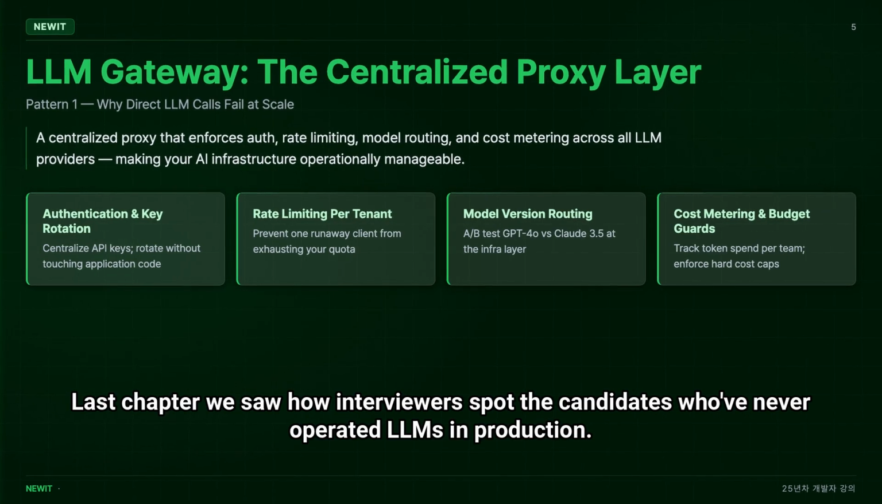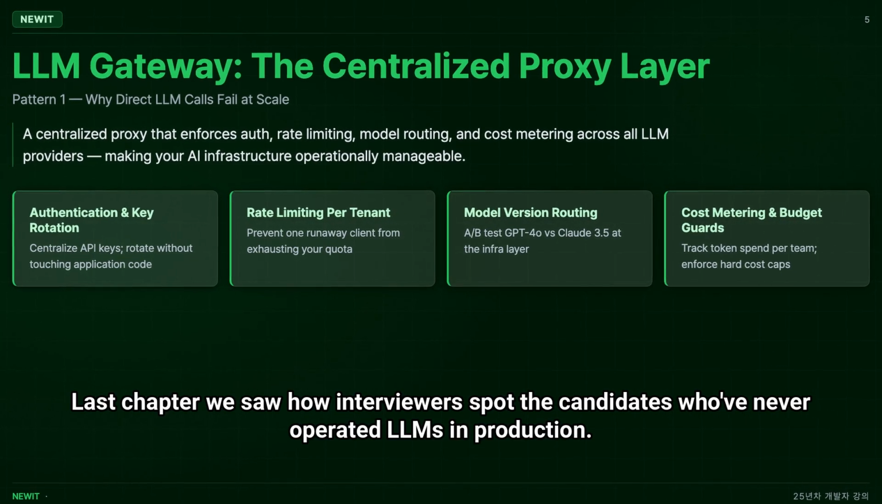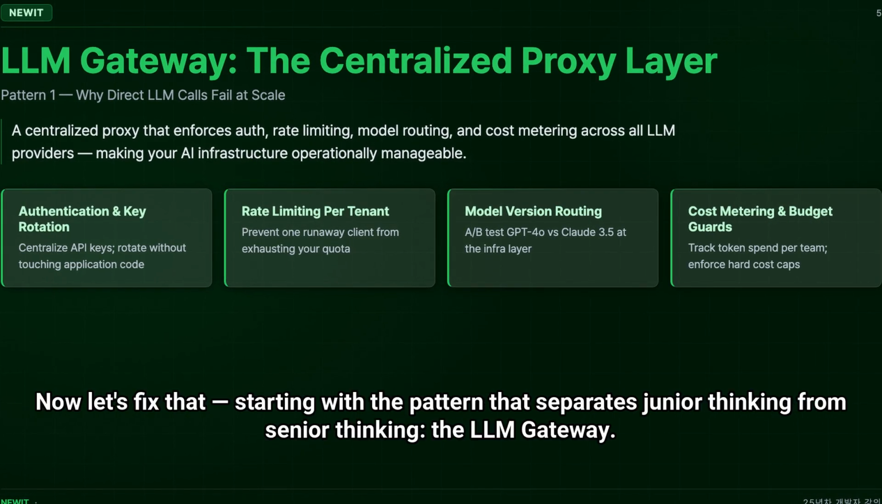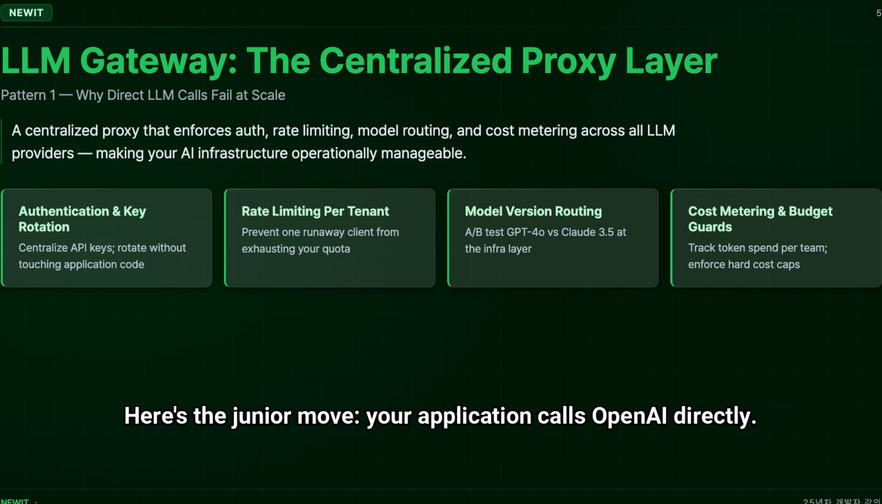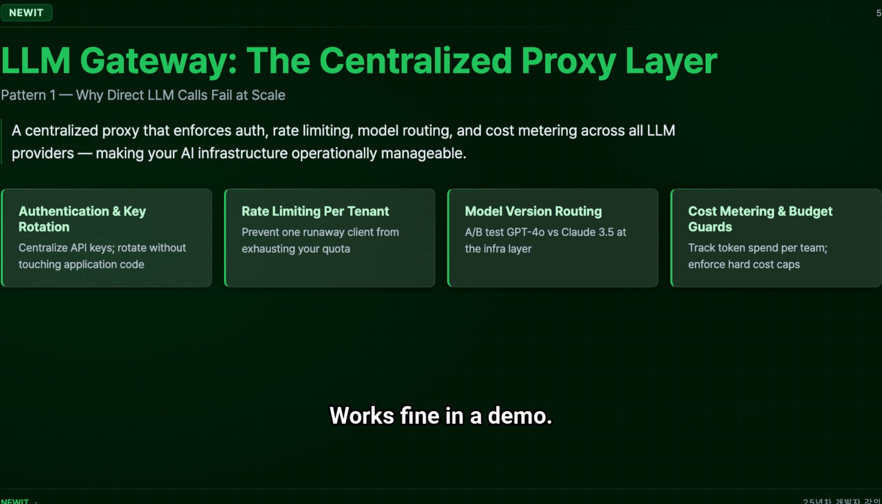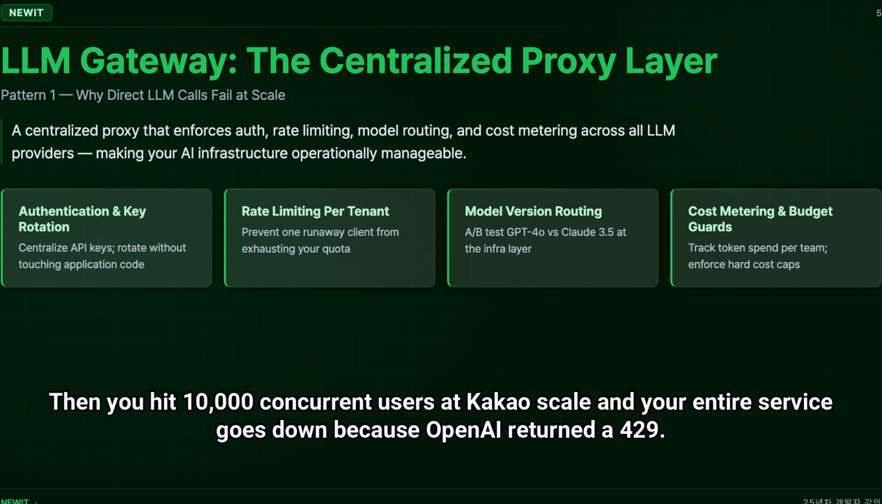Last chapter we saw how interviewers spot the candidates who've never operated LLMs in production. Now let's fix that, starting with the pattern that separates junior thinking from senior thinking, the LLM gateway. Here's the junior move. Your application calls OpenAI directly. One API key hard-coded somewhere, no rate limiting, no fallback. Works fine in a demo. Then you hit 10,000 concurrent users at Kakao scale, and your entire service goes down because OpenAI returned a 429.